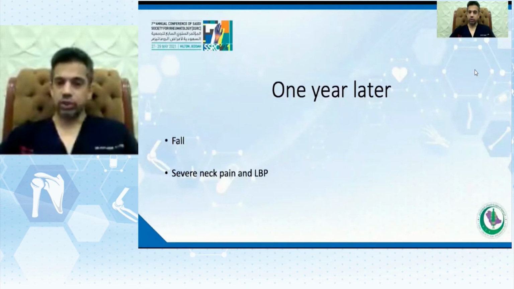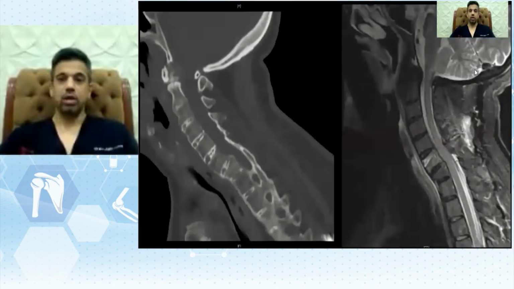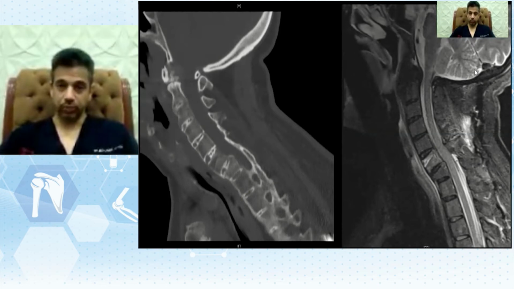One year later, she presented again to the emergency room after a fall, and this time she had severe neck pain and low back pain. CT scan showed a T6 fracture that goes all the way to the posterior element. When you take an MRI, you can see how significant the soft tissue disruption is at the disc space, propagating all the way through the posterior element and the soft tissue. Even at the muscle you can see a high signal intensity, telling you that the fracture is highly unstable.